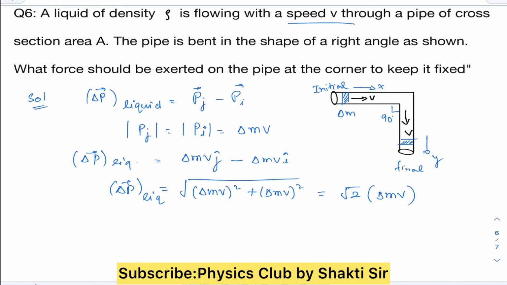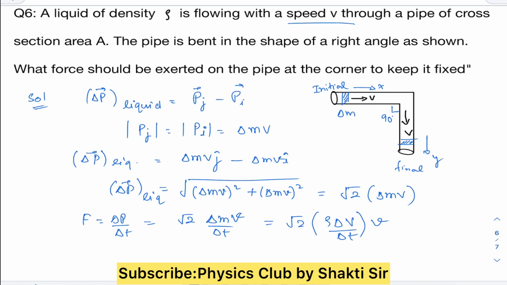But we know the values of density, velocity and area, so how do we use those terms here? We can solve this as force equals change in momentum divided by time taken. So it comes out to be root 2 delta m v divided by time taken. As we solved earlier, delta m can be written as rho times delta volume, divided by delta t, and this is velocity. Let's write it like this.